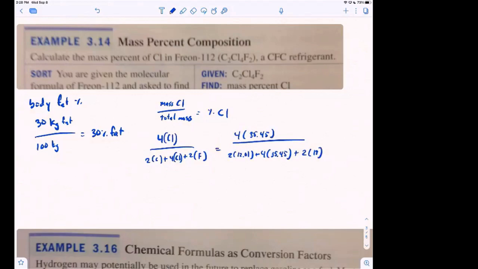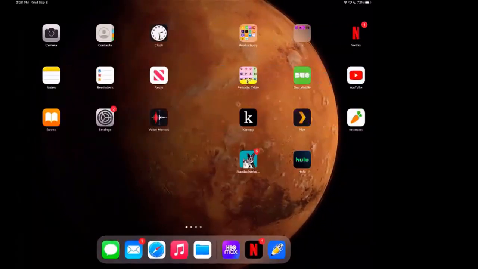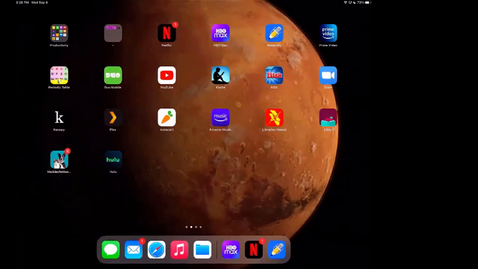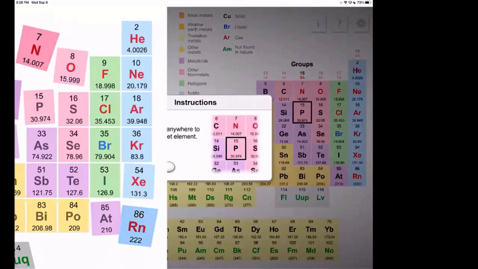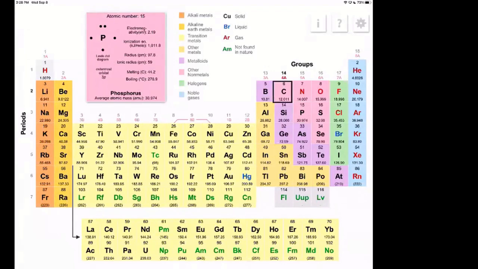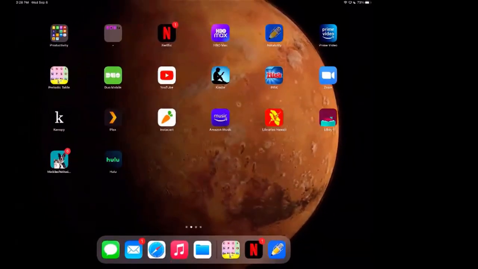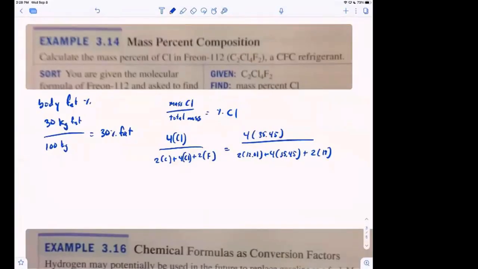So where am I getting these numbers from? I am getting them from the periodic table. Carbon here is 12.01, chlorine here is 35.45, and fluorine is approximately 19. I usually just write 19; I didn't know it was that different. The textbook says 19. This is my free app that I downloaded from the App Store. So that's where I get those numbers.